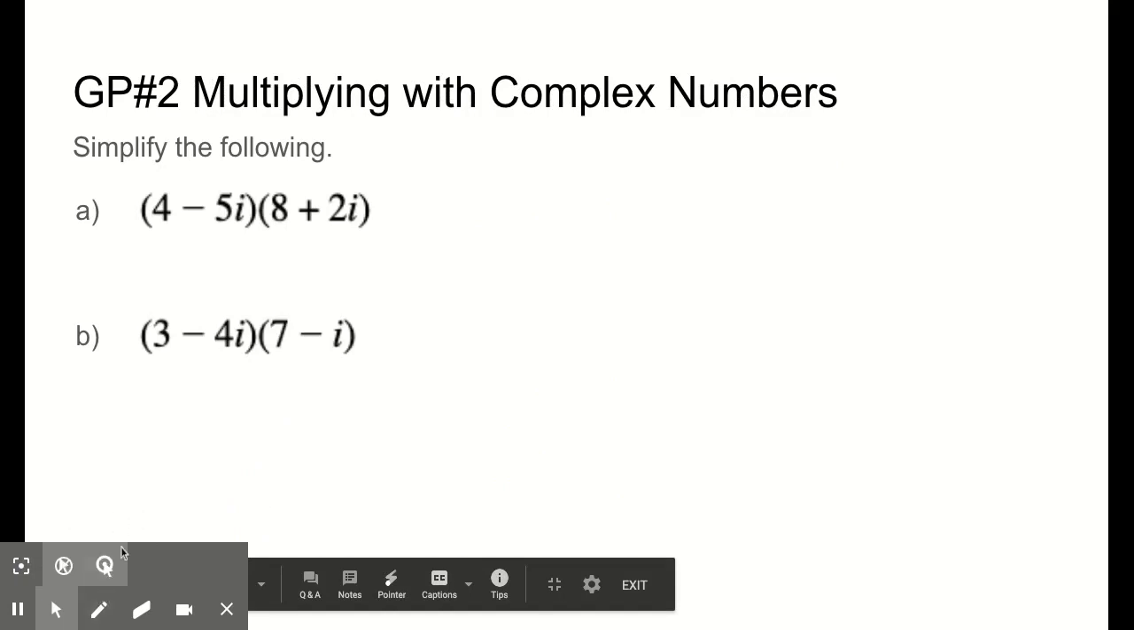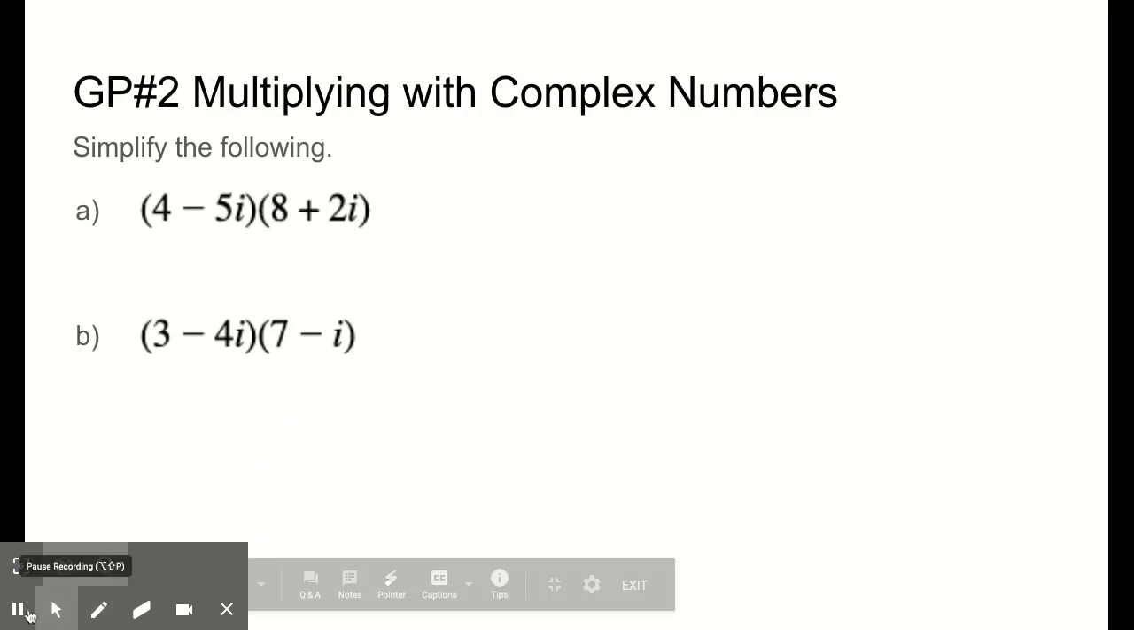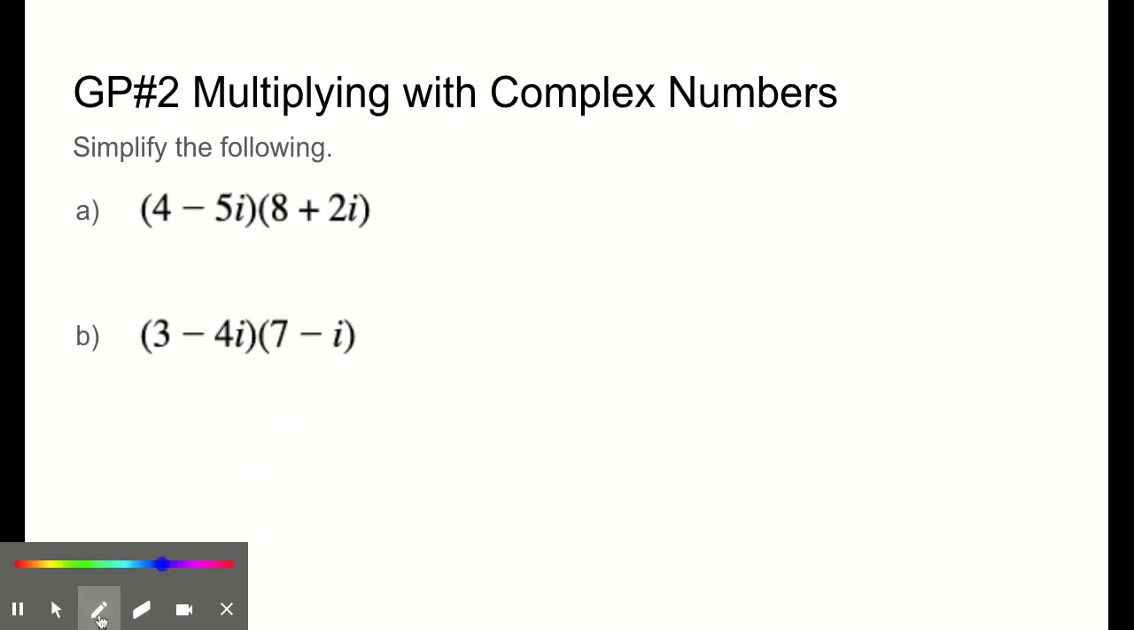All right, for GP number 2, we are now multiplying complex numbers. Now, this is extremely similar to multiplying polynomials like we did last semester, where we will double distribute here. The only difference is we're going to have that i that's involved. So let's go ahead and take a look and see what that looks like.